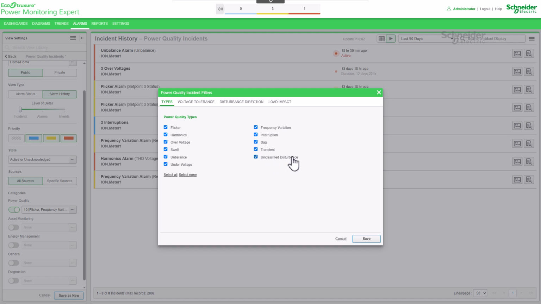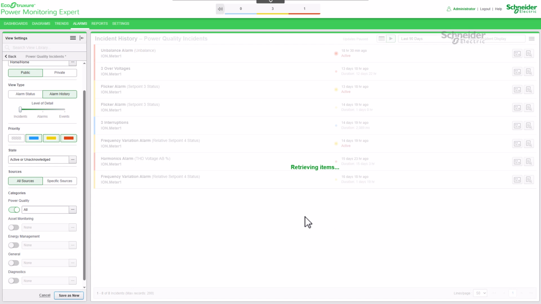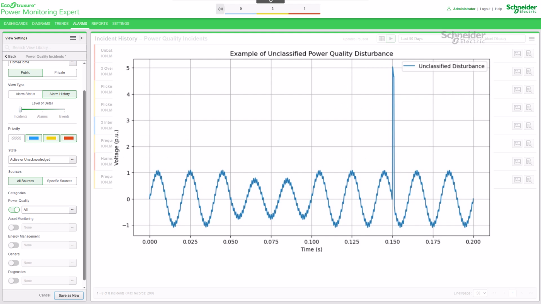Finally, we have the unclassified disturbances. Unclassified disturbances refer to electrical events or anomalies that do not fit neatly into standard categories of power quality issues. These disturbances may be irregular, rare, or complex, making them difficult to classify using traditional definitions.